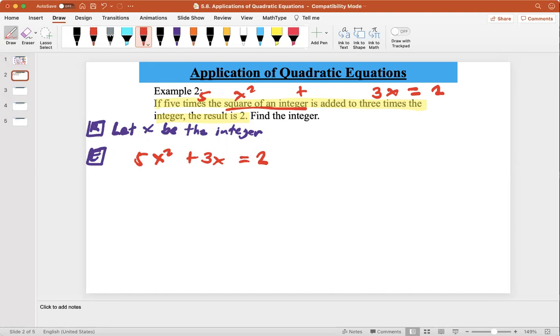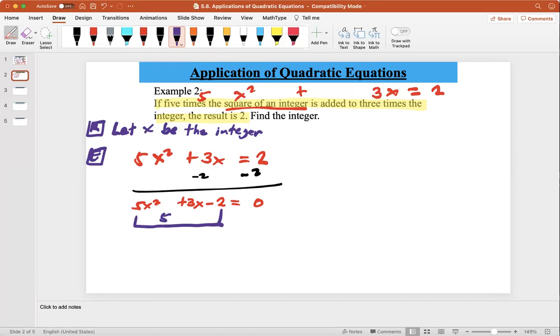Let us solve for this equation now by simplifying, getting rid of 2 on the right side. So we subtract both sides by 2 here, minus 2, minus 2. Now we have 5x squared plus 3x minus 2 equals 2 minus 2, 0. We don't have a GCF for this, so we can use the AC method in this case.